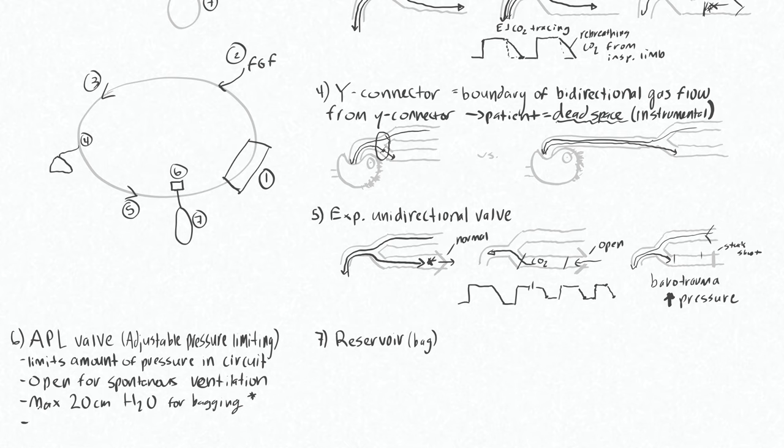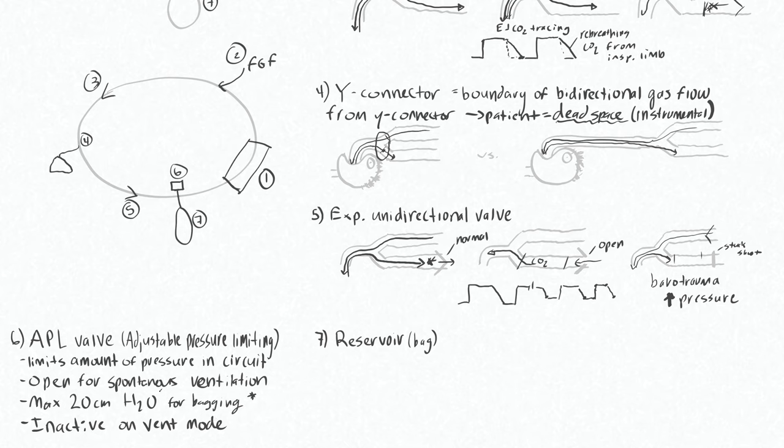Then the other thing to say about this is on vent mode. When you switch over to the vent from your bagging mode, the APL valve is no longer engaged. Instead, the ventilator has the ability to control the pressure that's allowed in the circuit, which makes sense because it wouldn't be very good if you had your APL valve set to zero and then the vent wouldn't be able to deliver any pressure.